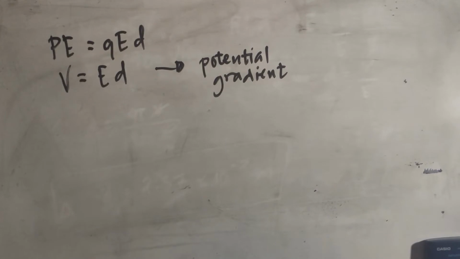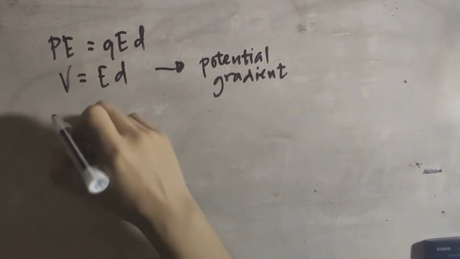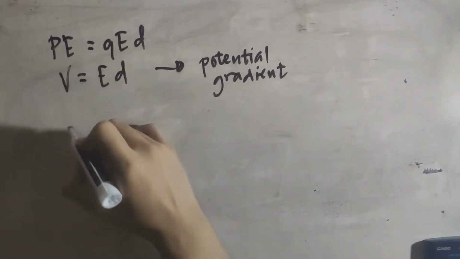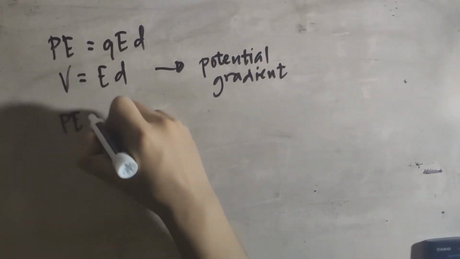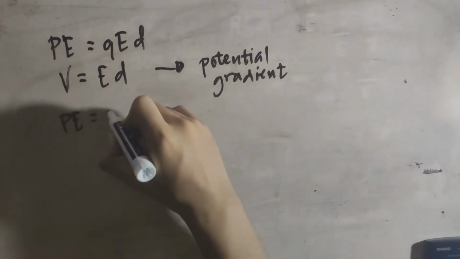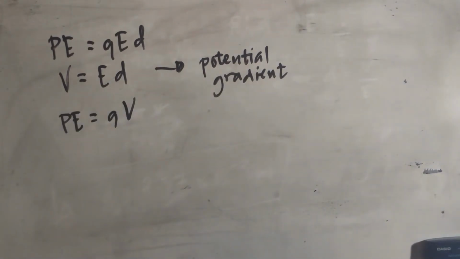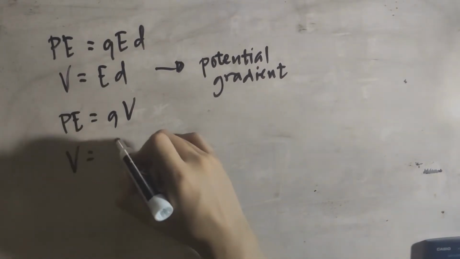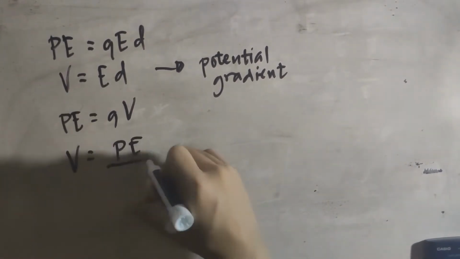If you remember the simulation that you did, these are the green circles that surround your point charge. Since V is equal to ED, you can substitute this here, so that makes electric potential energy equal to QV, and consequently voltage is equal to potential energy over Q.